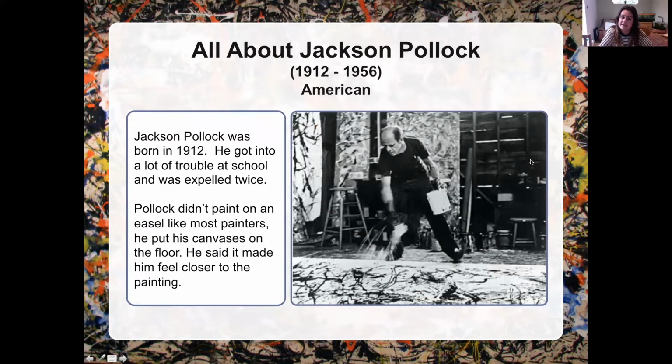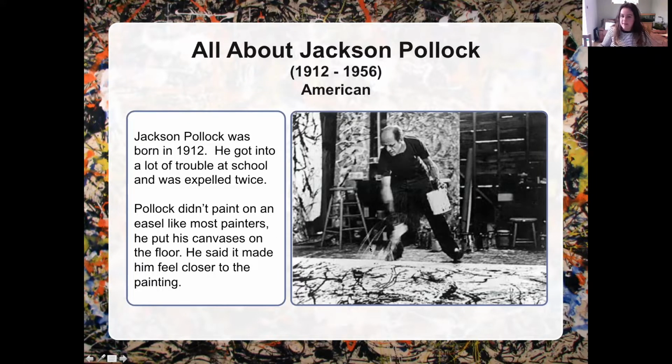He was born in 1912 and he got into a lot of trouble at school. He was expelled from his school. He was asked to leave his school twice. He didn't paint on an easel like most painters. He put his canvases on the floor. So back then, painters were only really known to draw on an easel. So I have one right here. So painting on one of these. So for him to choose to do his artwork on the floor, that was really different, and I don't think people knew what to think about that. He said it made him feel closer to the painting.